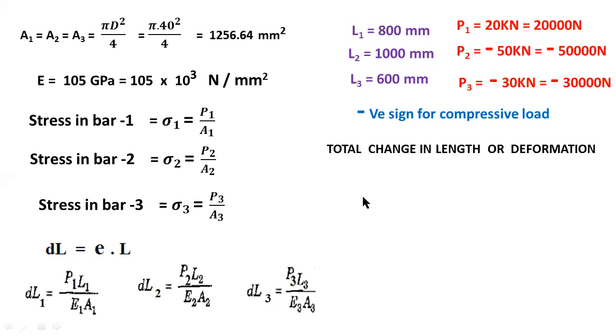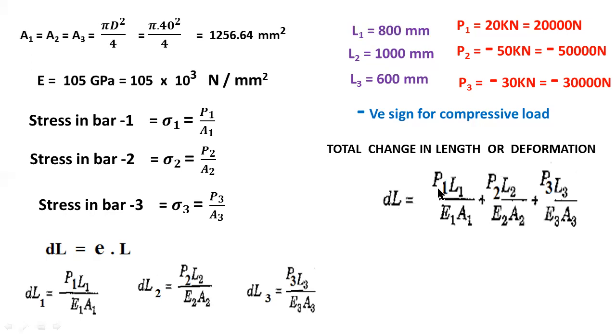So the total change in length, or total deformation delta L, equals the sum of these three deformations, that is P1 L1 by E1 A1 plus P2 L2 by E2 A2 plus P3 L3 by E3 A3. This is the total deformation in the bar. The answer is minus 0.394 mm. Here the negative sign indicates decrease in length, that is compression. Due to loads P1, P2, P3, there is compression in the bar.